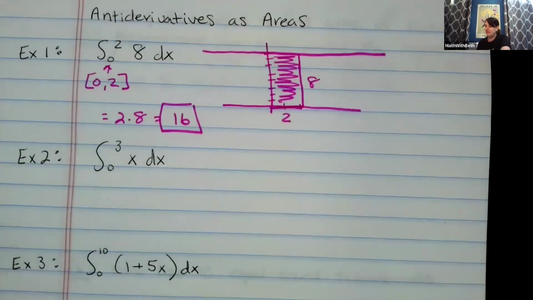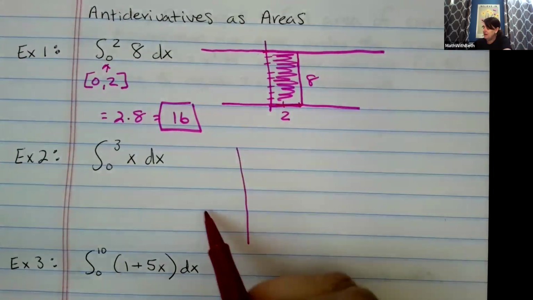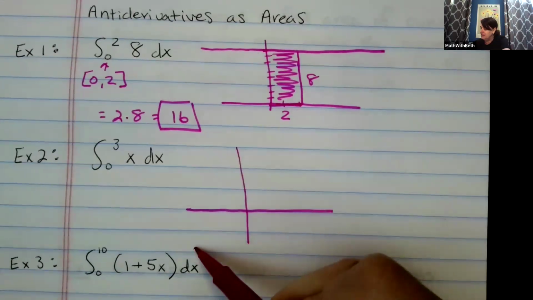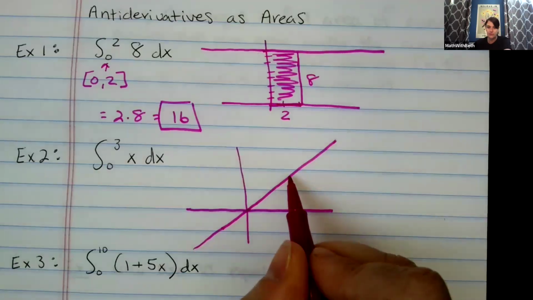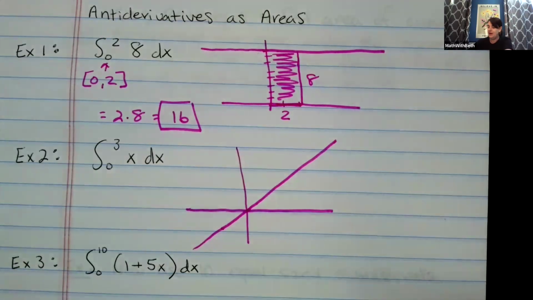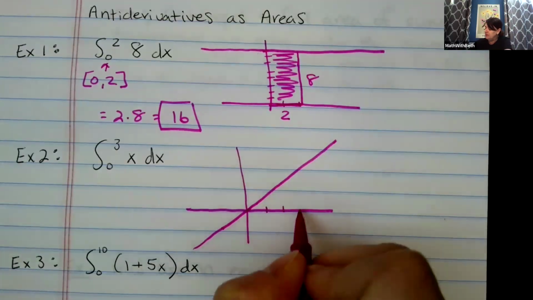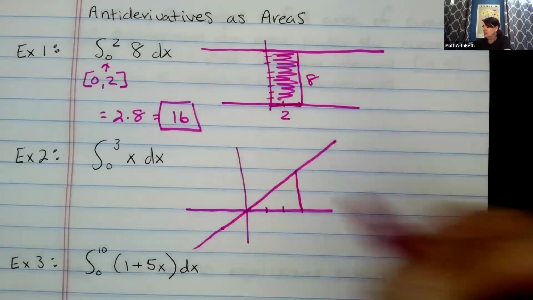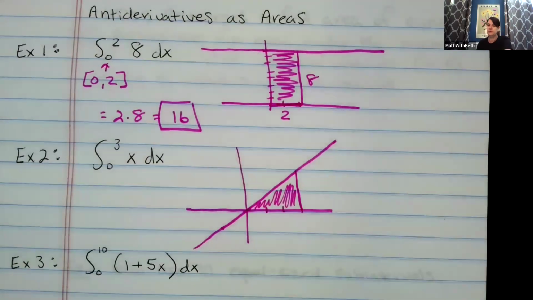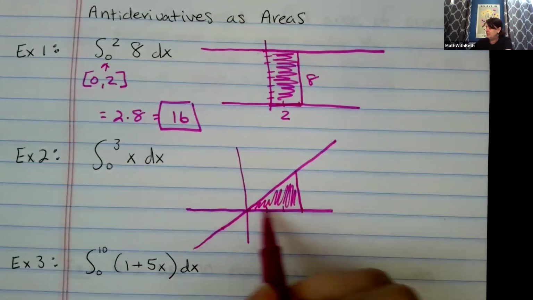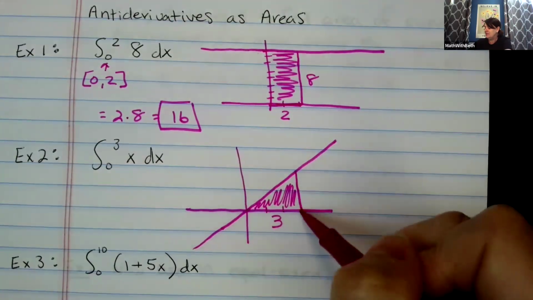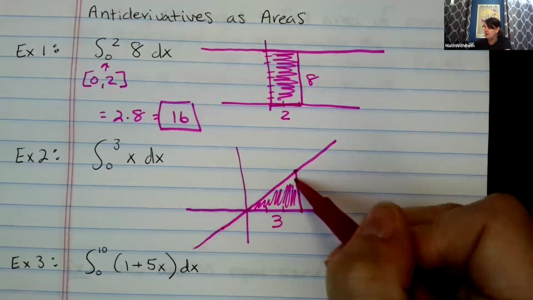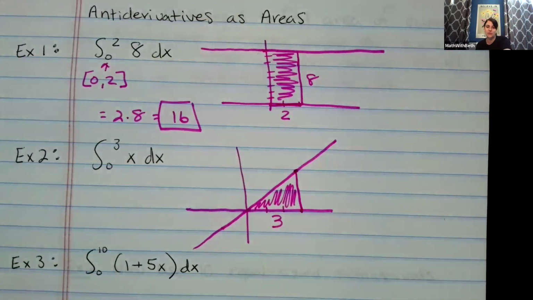Example 2. Now I have to think about the graph y equals x. That is a line that goes through the origin, up 1 over 1, up 1 over 1, up 1 over 1. And I'm looking from 0 to 3. This time we've made a triangle. The base of the triangle is obviously 3 because I went from 0 to 3. But here I have to think, if my x is 3, how high would I be in the equation y equals x?